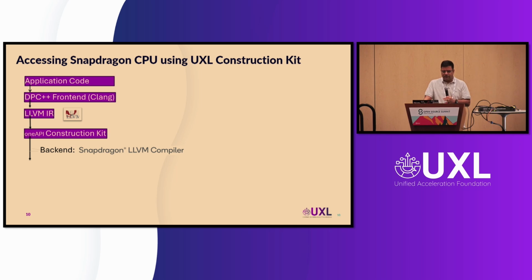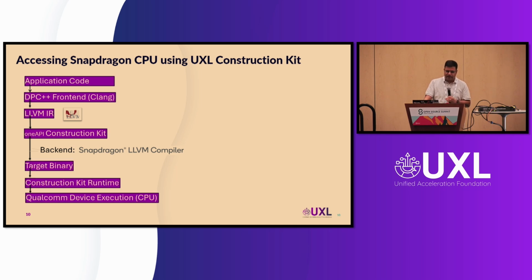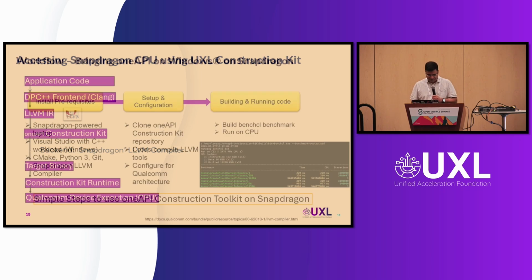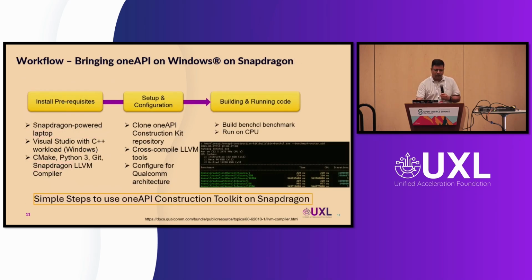And then we use the oneAPI Construction Kit, and that generated the target binary, and then you can run on the Qualcomm CPU. Again, this is the first step. We want to expand this to GPUs, NPUs in the future with a standardized spec. That's the goal of the UXL. And that's where we are trying to support from the Qualcomm side on the full stack on bringing any application running on oneAPI running on our hardware. So this is the workflow.